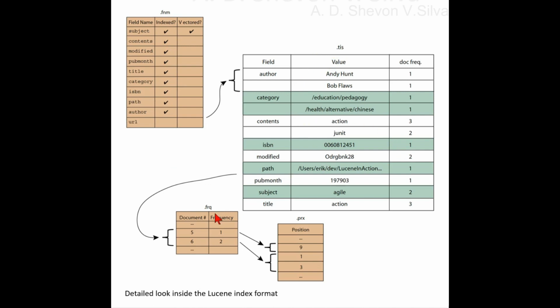and here .frq, frequencies, contains a list of docs which contains each term along with frequency, and .prx, positions, stores position information about where a term occurs in the index.